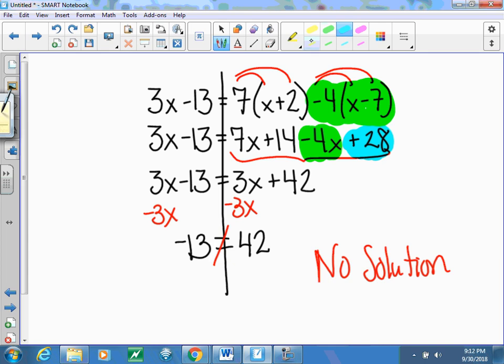You can simplify this left-hand side and combine like terms. 7x minus 4x is 3x, and 14 plus 28 gives us 42. Putting the variables on the same side, if I bring everything over to the left-hand side, I would have to subtract 3x from both sides, and notice that right there your variables are canceling out, leaving me with -13 is equal to 42, which is not true, making it no solution.